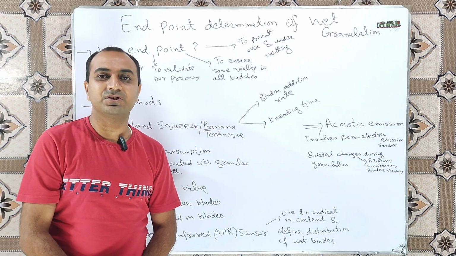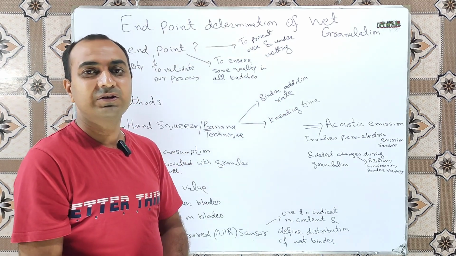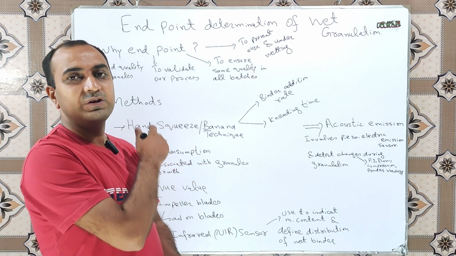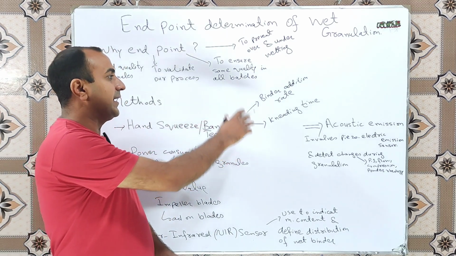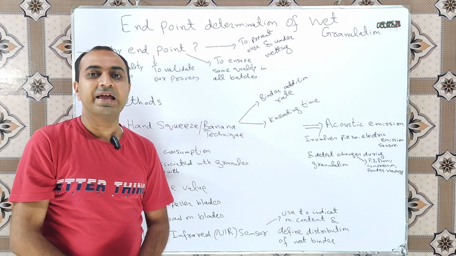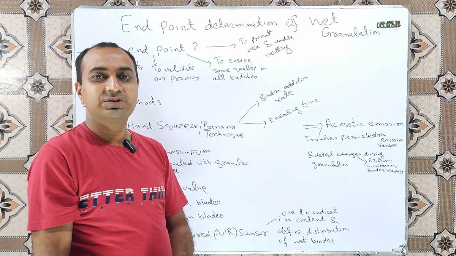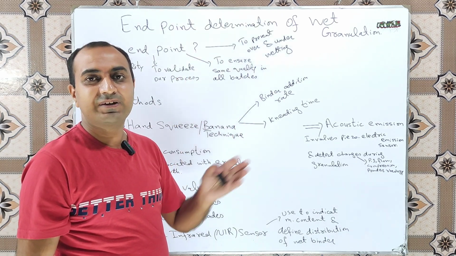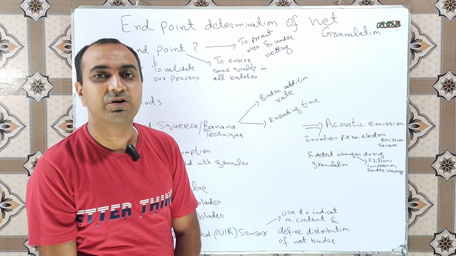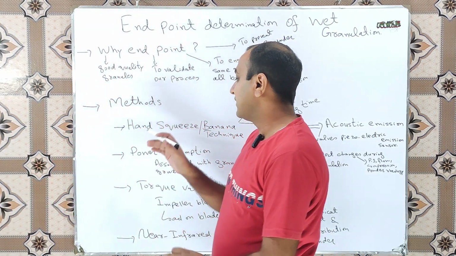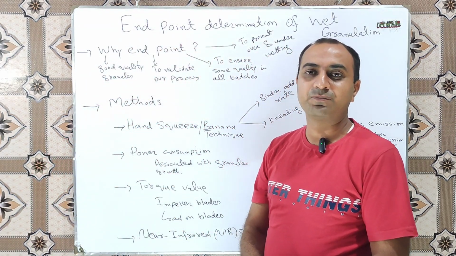So a stage is reached where all the fine powder is converted into granules, and we note down this kneading time and binder addition rate, and then we validate these values for the next activity and get the same quality of granules. The next method is the power consumption method.